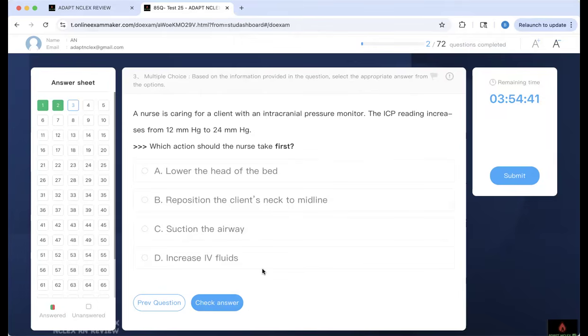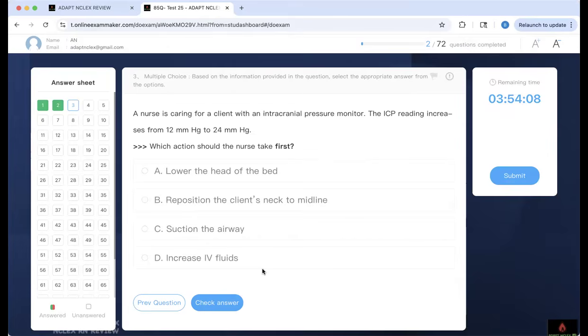The ICP reading increases from 12 to 24. Which action should the nurse take? With the ICP monitoring device, the ICP increases from 12 to 24. What would the nurse do first? Lower the head of the bed, reposition the client's neck to the midline, suction the airway, or increase IV fluid. You can be trapped by looking just at the answers, but use the concept and know which one you want to pick. You pick your answer?